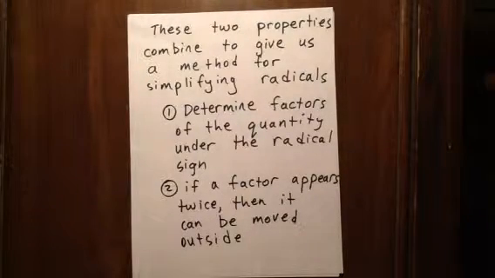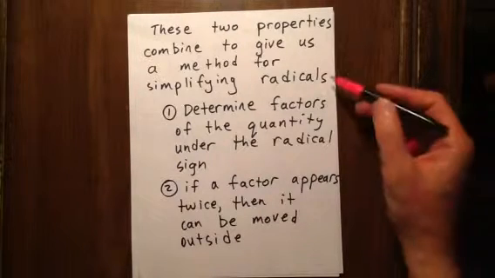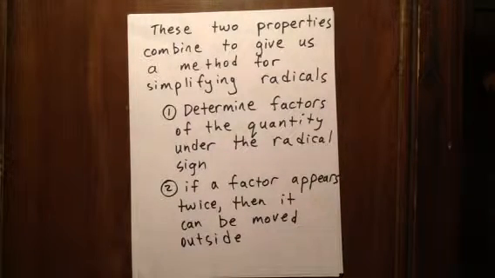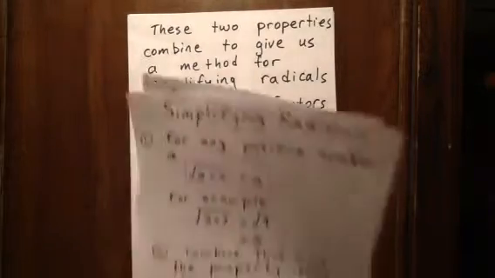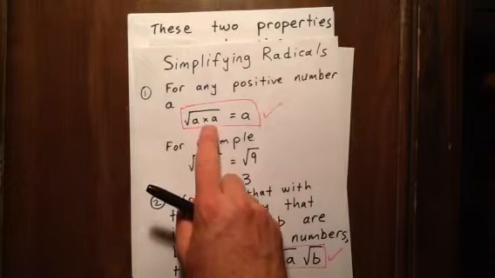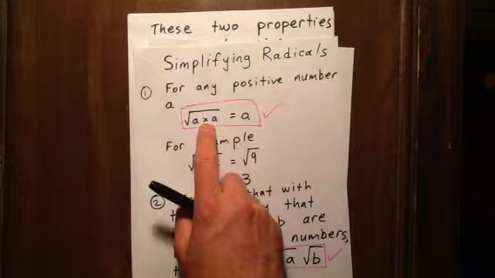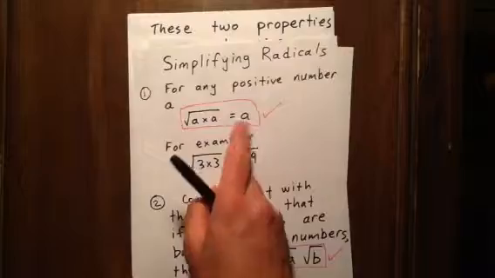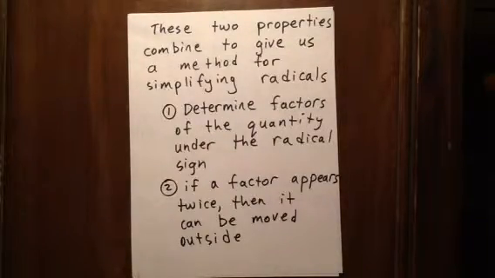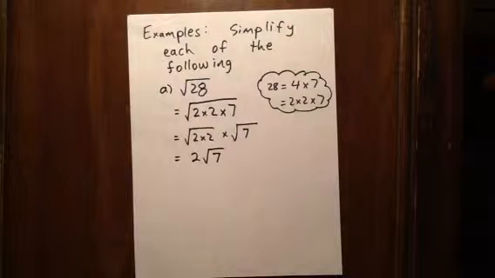Okay, so these two properties together combine to give us a method for simplifying radicals. What we want to do is determine factors of the quantity under the radical sign, and if a factor appears twice, then it can be moved outside. In other words, if we factor the number under the radical sign and get the same number appearing twice, we can move it outside. Okay, so let's put it into practice.